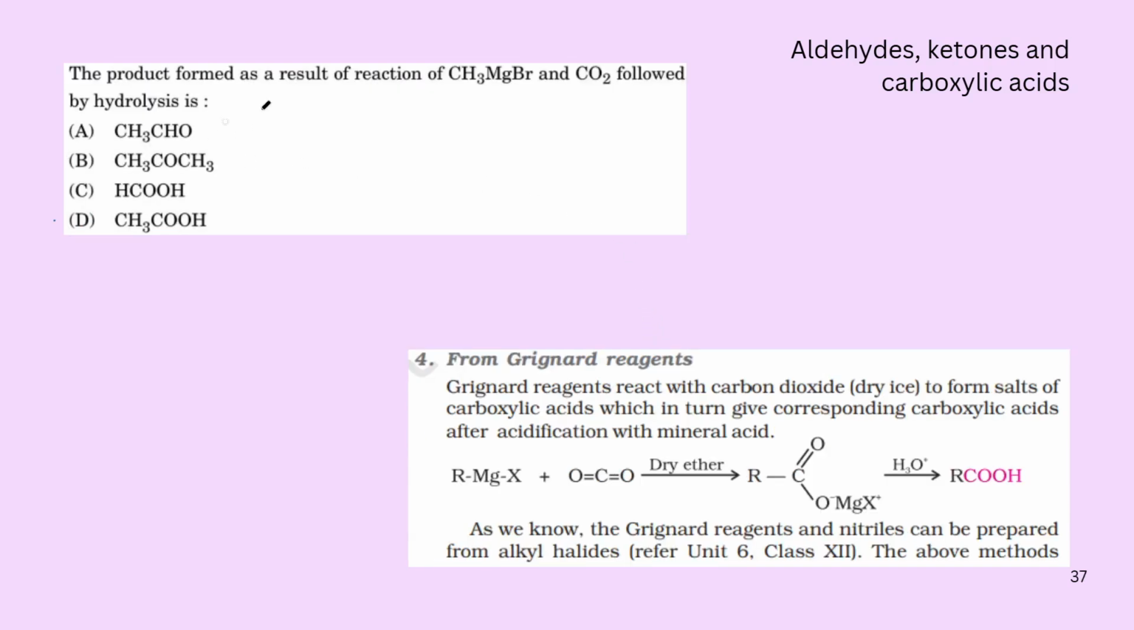The next question: the product formed as a result of CH3MgBr and CO2 followed by hydrolysis is. This is one of the methods of preparation of carboxylic acids from Grignard's reagent. I'm pretty sure Grignard's reagent is present in almost all your chapters. It is a very versatile reagent, used for a multitude of different chemical reactions to give us different preparatory reactions, if you will. So when you have RMgX, here CH3MgBr and CO2 in the presence of dry ether, followed by hydrolysis, this gives us RCOOH.